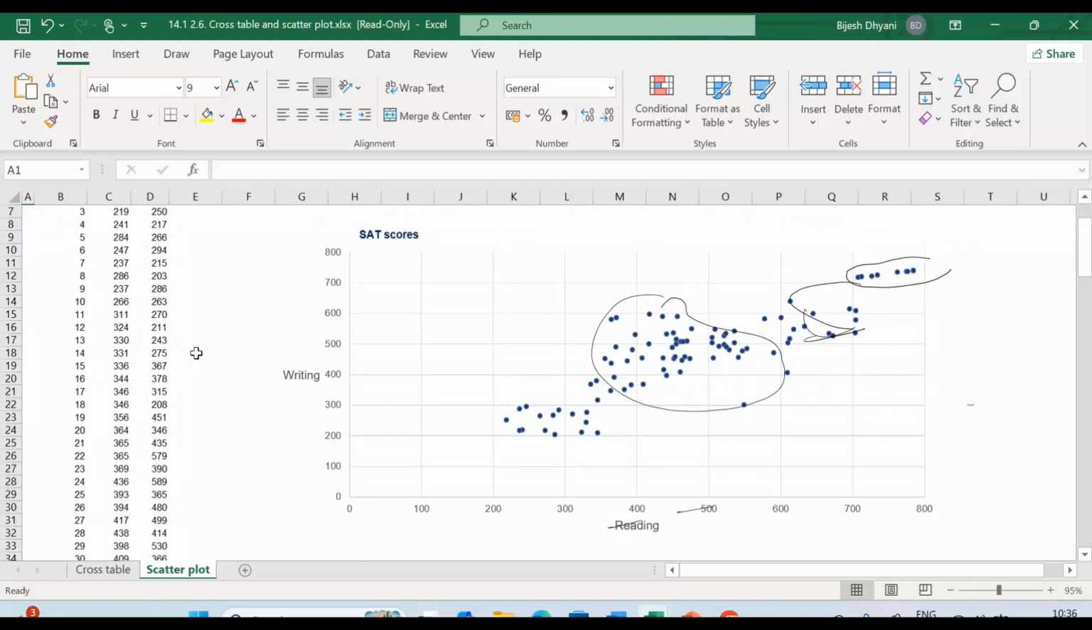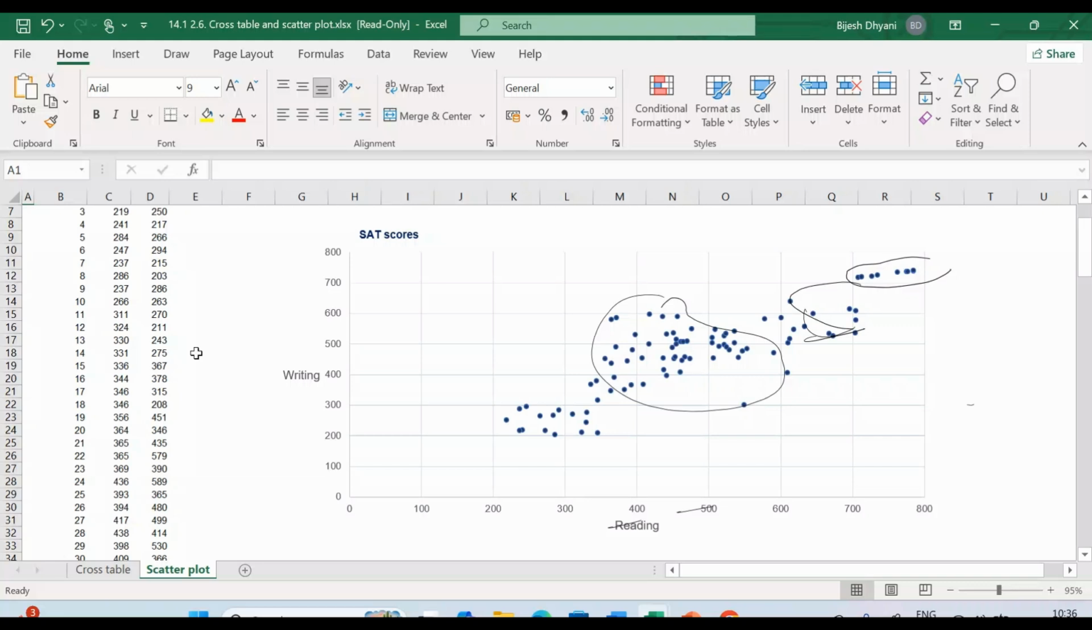This type of observation is called an outlier because it does not follow the general pattern. It means she has performed well in one subject and very poorly in another subject. We will learn more about outliers and how to handle them later on in the course.